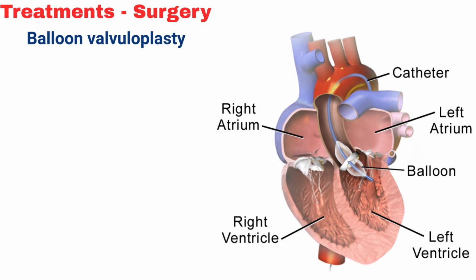In balloon valvuloplasty, a doctor places a thin tube into a blood vessel in the arm or groin and guides it to the aortic valve. Once in place, a balloon on the tip of the tube is inflated. This makes the valve opening wider. Then the balloon is deflated. The tube and balloon are removed.